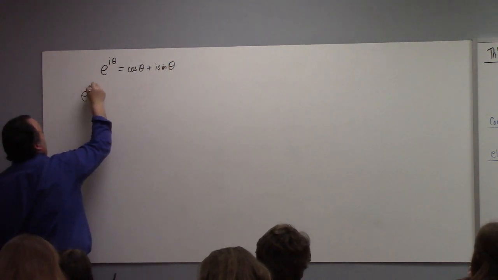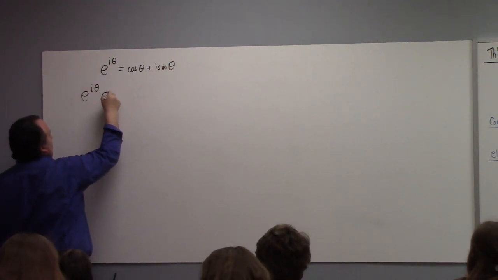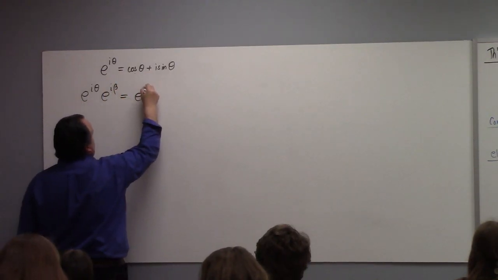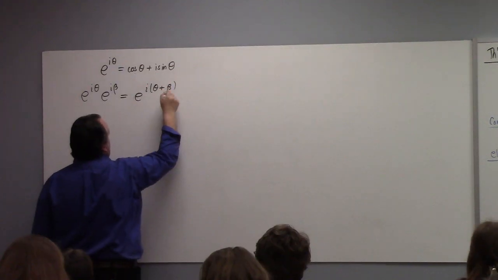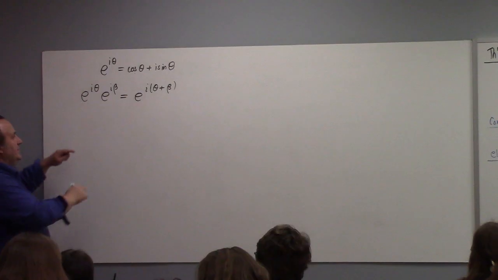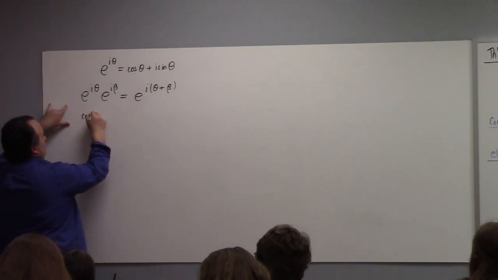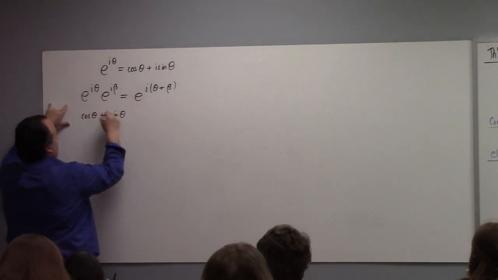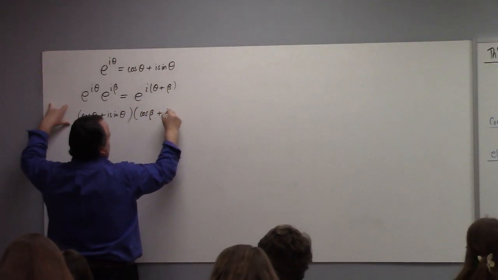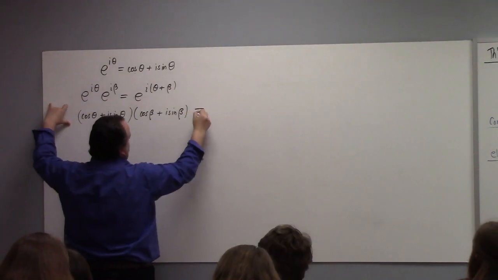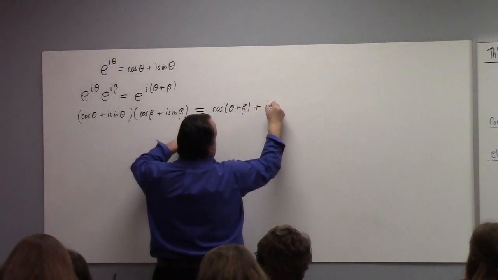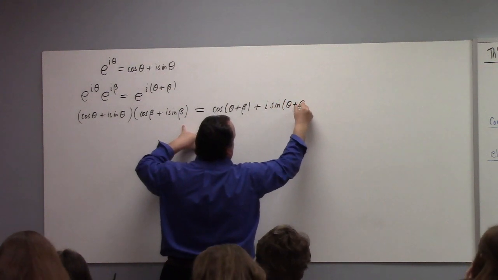It turns out, and this is easy enough to remember, that if you have e to the I theta times e to the I beta, it's actually equal to e to the I theta plus beta. My argument is that you could easily remember this. Believe me, you could. This is cosine theta plus I sine theta, times cosine beta plus I sine beta. Apparently, it's equal to the cosine of theta plus beta plus I times the sine of theta plus beta.